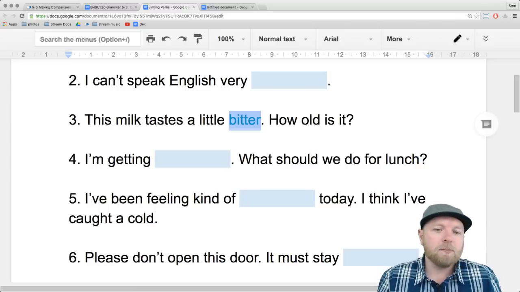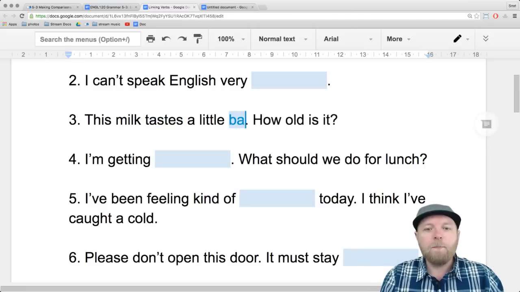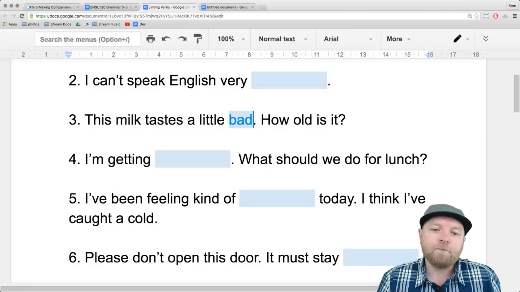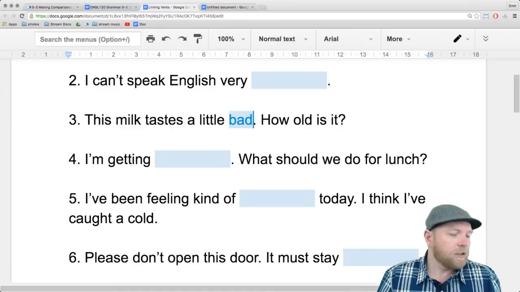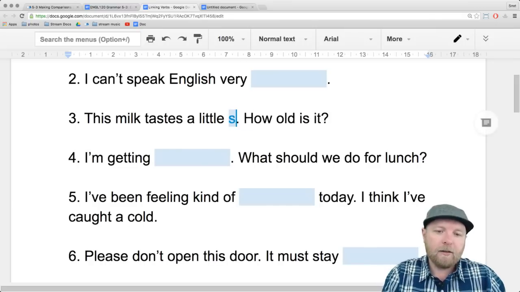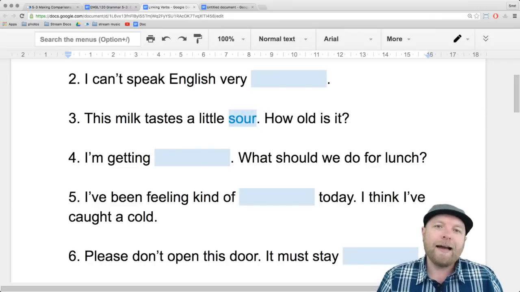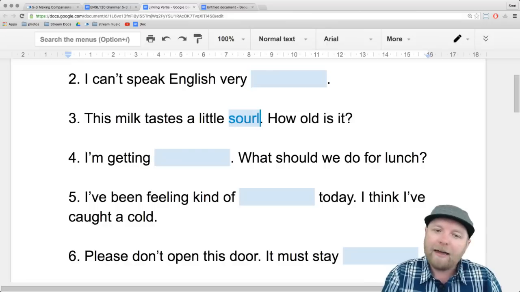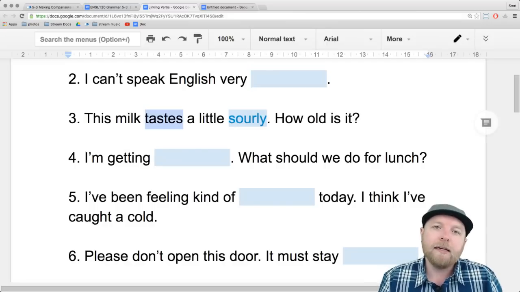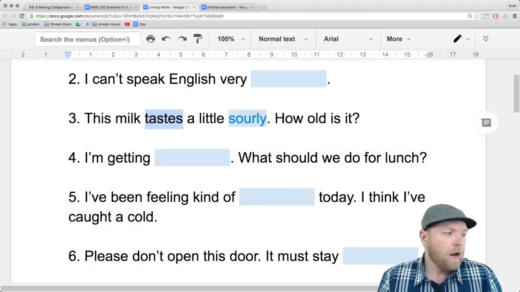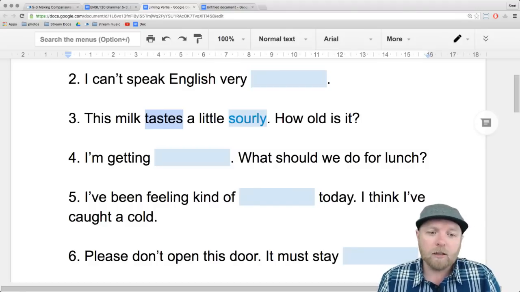Yen, this milk tastes badly. Okay, Yen Hai. Remember, this is a linking verb. So if you can say bad, that's okay. An adjective is okay, bad. Any more? Oscar, sourly, right? Sour is an adjective, right? We don't need an adverb because this is a linking verb, okay, Oscar? It's okay to make mistakes, guys. That's why we're here, right? That's how we learn English.